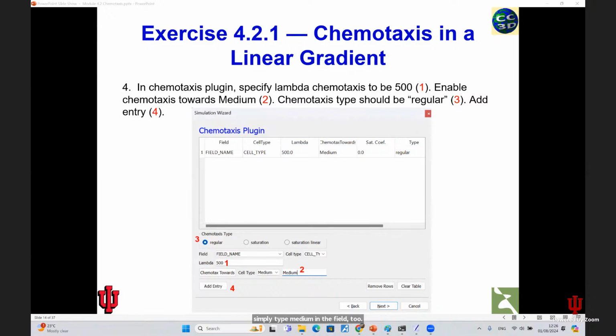But what is the drop down? The drop down is so that you don't need to type. If you don't remember your cell types, the drop down selects a cell type for you, and then you click the chemotax towards button and it writes in the field for you.